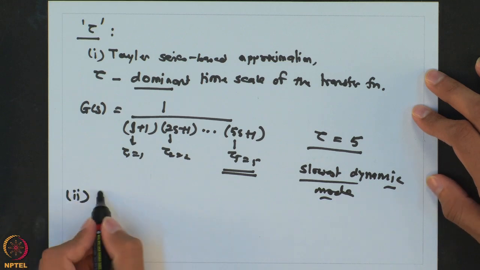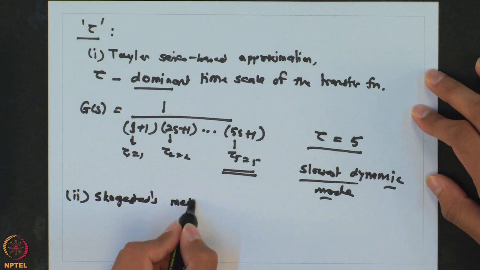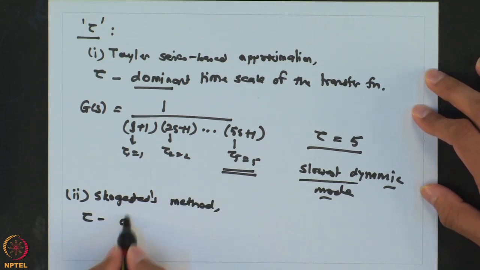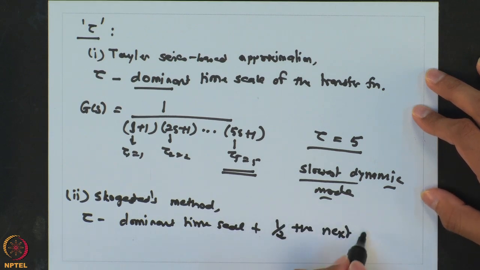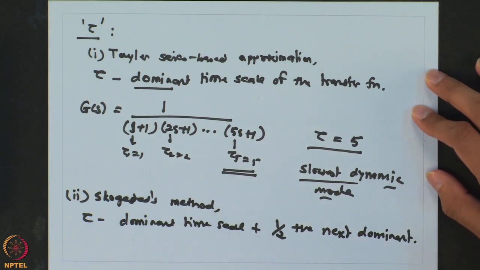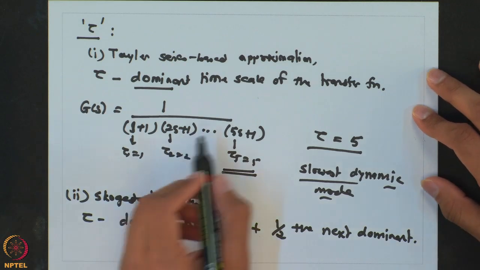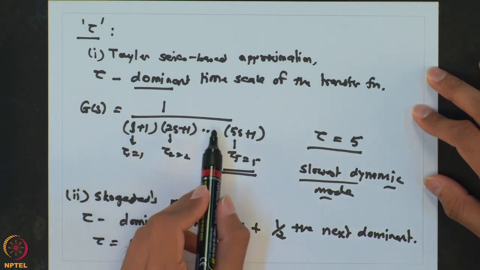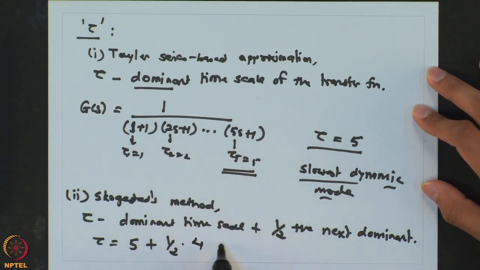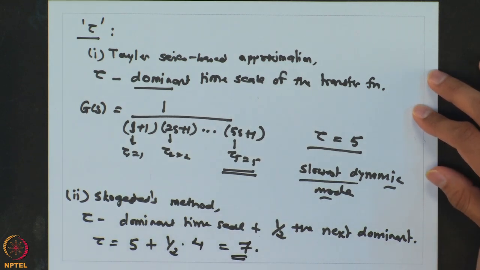In the case of Skogestad's method, what we take is tau is taken as dominant time scale plus half of the next dominant one. So we are not relying only on the slowest time scale, but we are looking at the top two slow time scales of the process. And in that case, for this particular example, what we would be getting is this tau will be equal to 5 plus half of the second slow. So if it is s plus 1, 2s plus 1, 3s plus 1, 4s plus 1 times 5s plus 1, it will be half of 4. So in that case, we will get tau is equal to 7. So that way, the tau obtained for the same transfer function by using Taylor series expansion or Skogestad method, they are going to be different. So the Skogestad method will give you higher tau value.